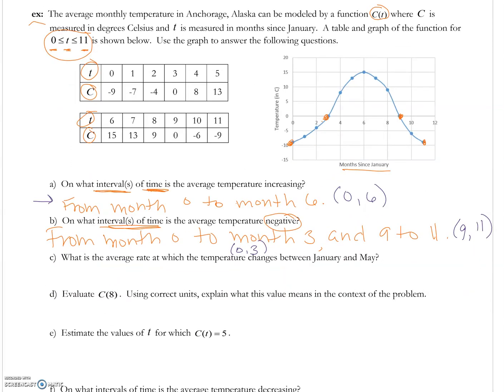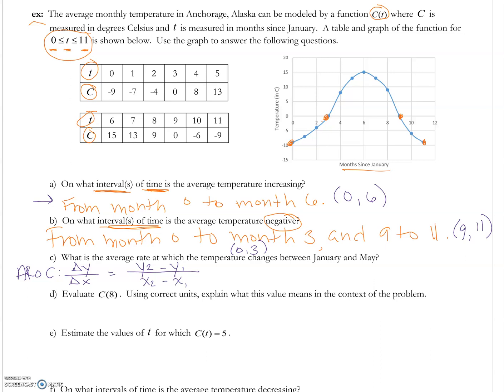But until then, we're now asked a different question. What is the average rate at which the temperature changes between January and May? If you took Algebra 1 here, you probably remember talking about average rate of change, which is really another word for slope. When we try to calculate average rate of change, we want the change in y over the change in x. To calculate that, our nice little formula to remember is y2 minus y1 over x2 minus x1.